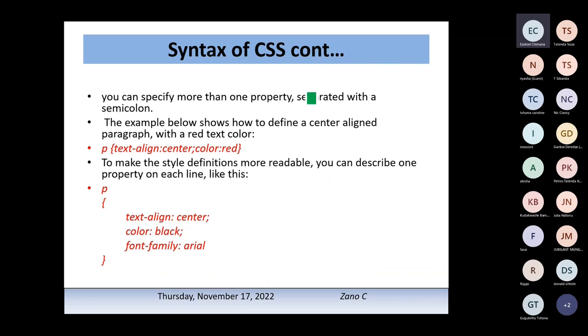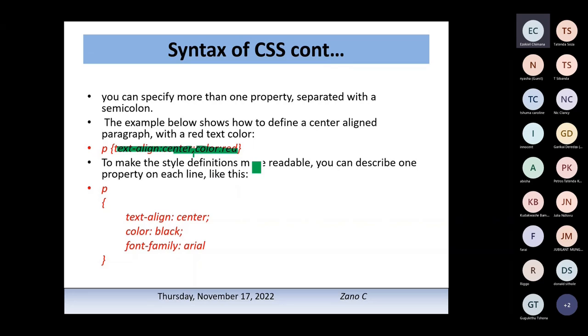So here is the example that we have here. You can specify more than one property separated with a semicolon. The example below shows how to define a center aligned paragraph with a red text color. You want to style a paragraph, not create it rather, and the text align will be what? Will be center, and then the color will be red. So you put a semicolon in between here, and then write the next property and its value.